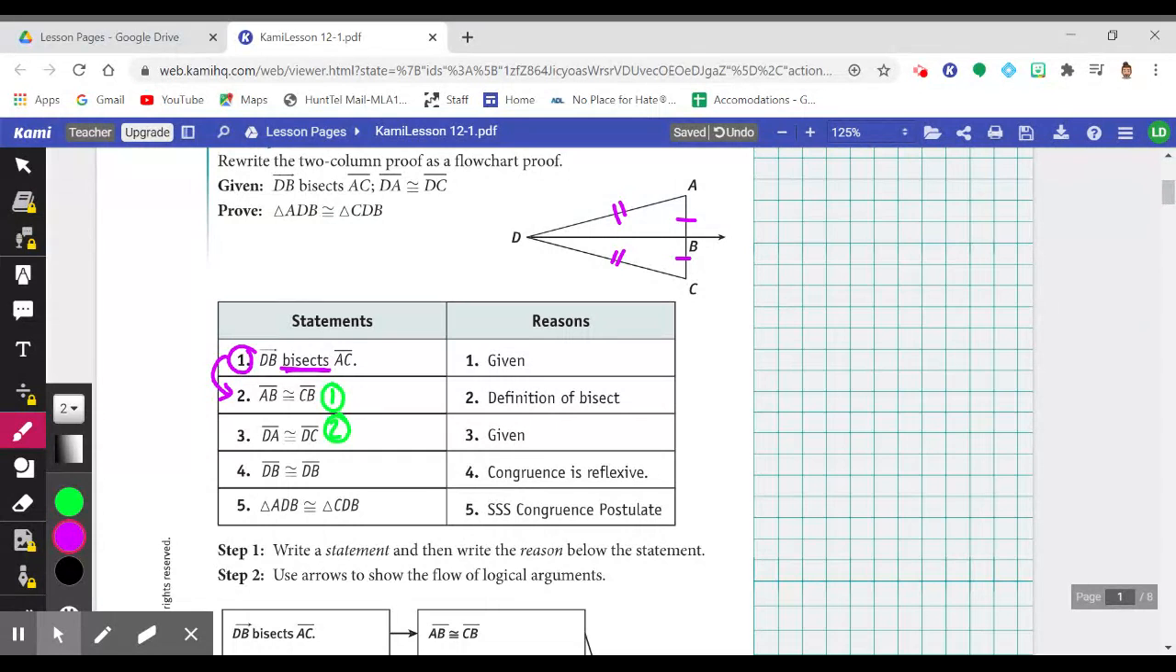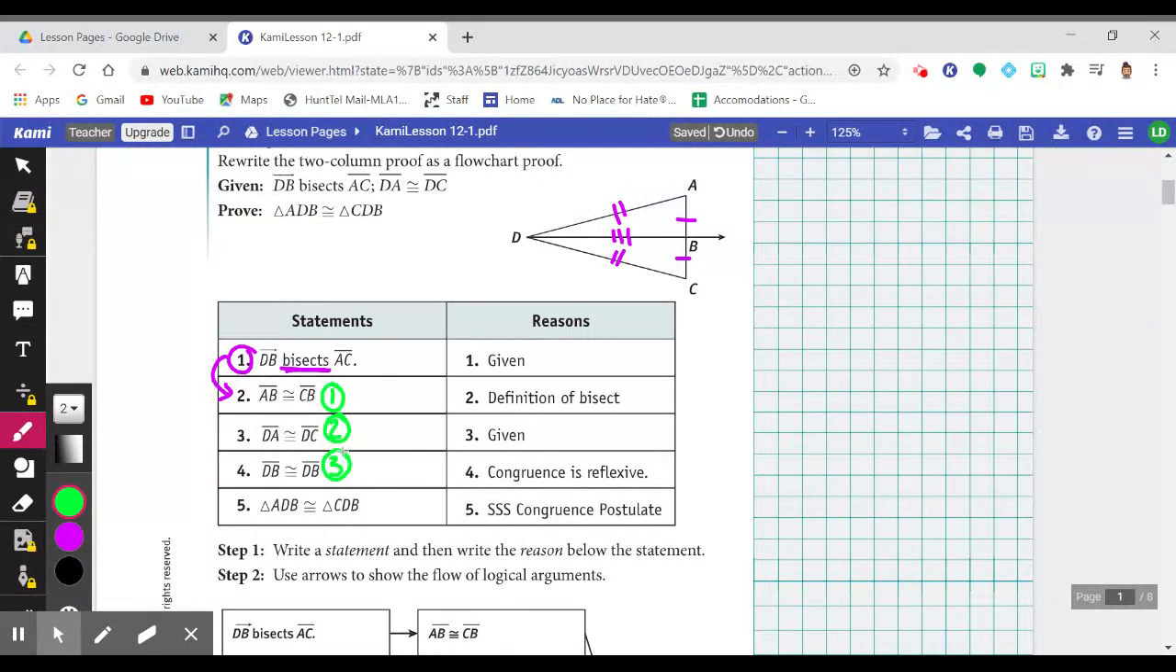It says that DB is congruent to itself. We explored that primarily in Lesson 11-3: a segment being congruent to itself is known as the reflexive property, or congruence is reflexive. It's a weird thing to say, but again, it's because we need 3 pairs of parts congruent. Both of these triangles share line segment DB, so obviously DB is going to be the same length for both triangles. So there is our third pair of congruent parts.